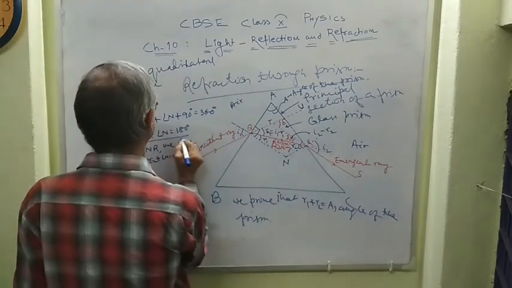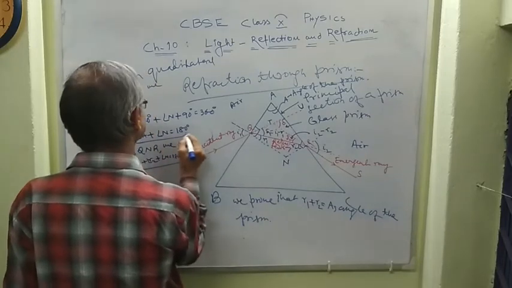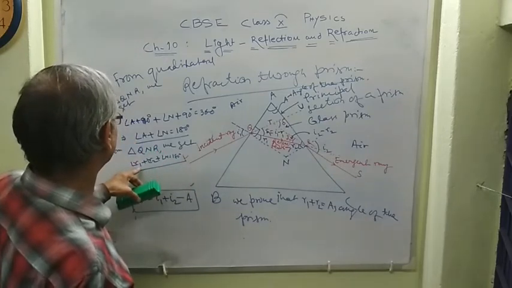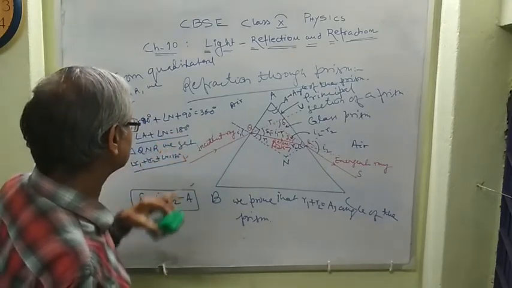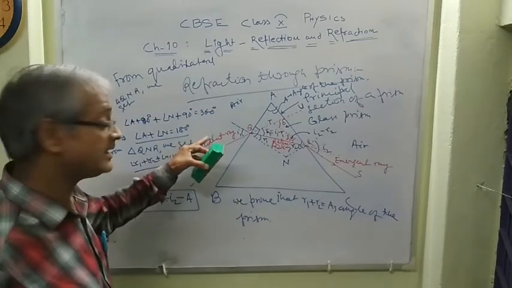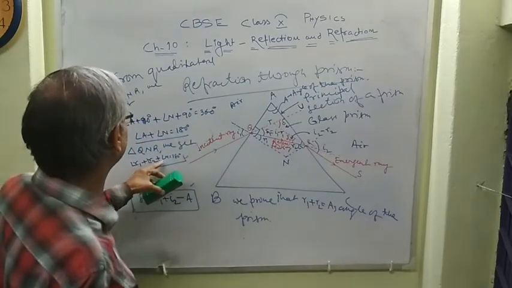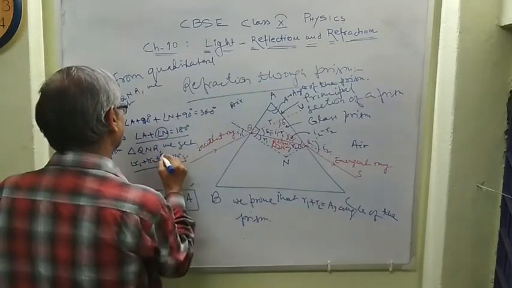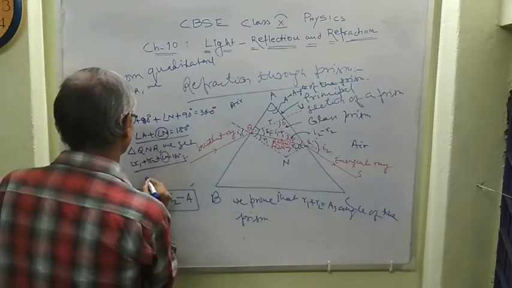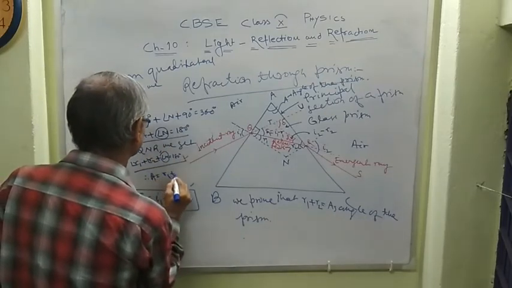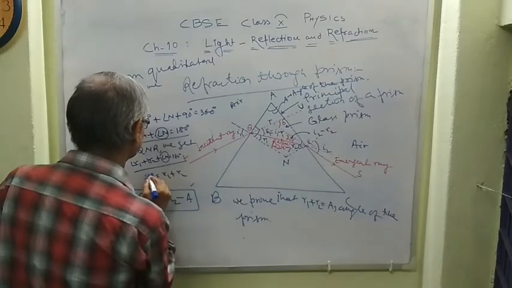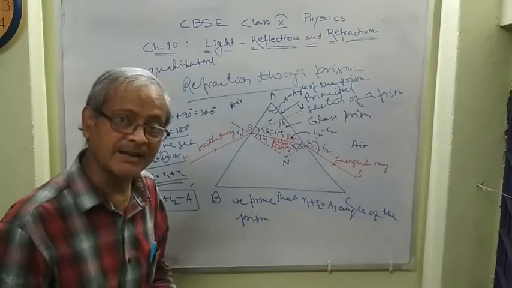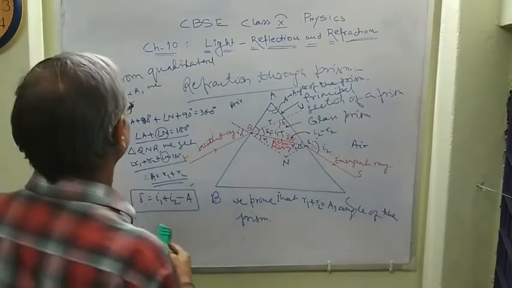If we compare these two, N is common, so angle A equals R1 plus R2 obviously, because angle A plus angle N equals 180 degrees and angle R1 plus angle R2 plus angle N equals 180 degrees. Hence, this is common and these are equal. Therefore, A equals R1 plus R2. Hence, we get delta equals I1 plus I2 minus A. Remember it.